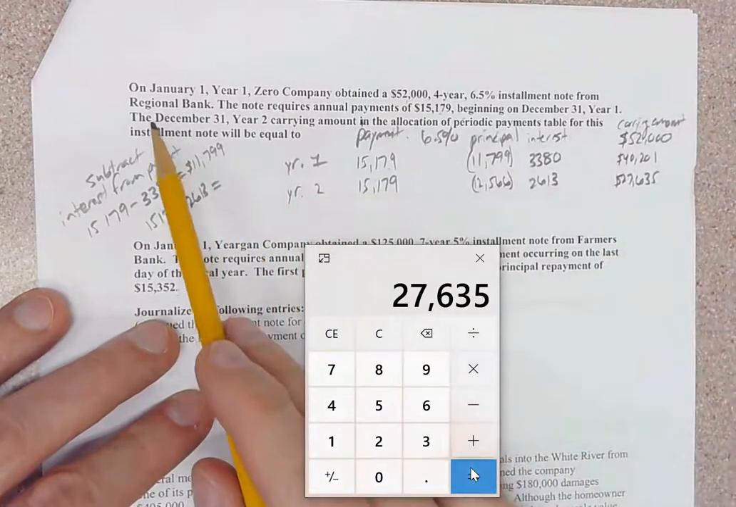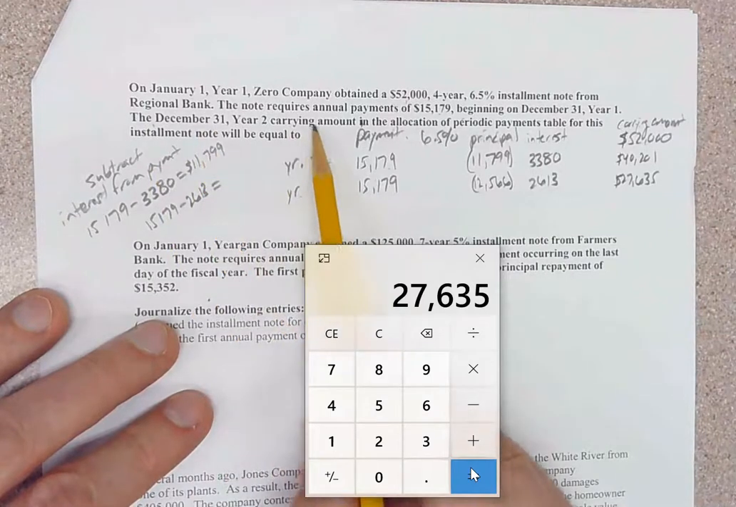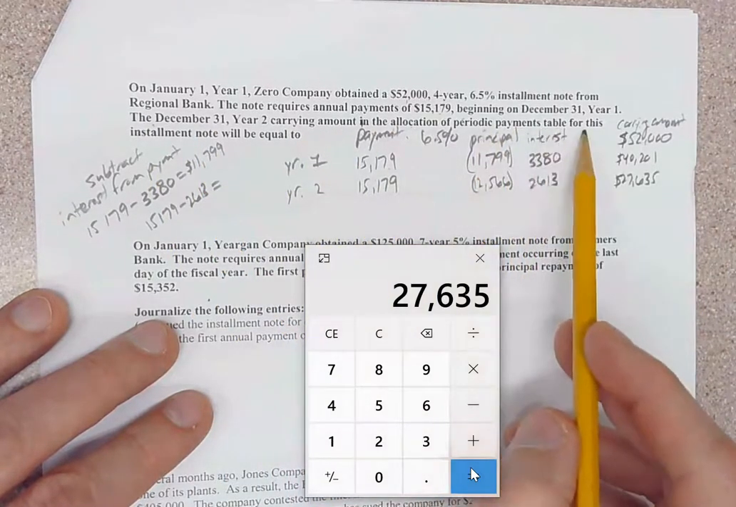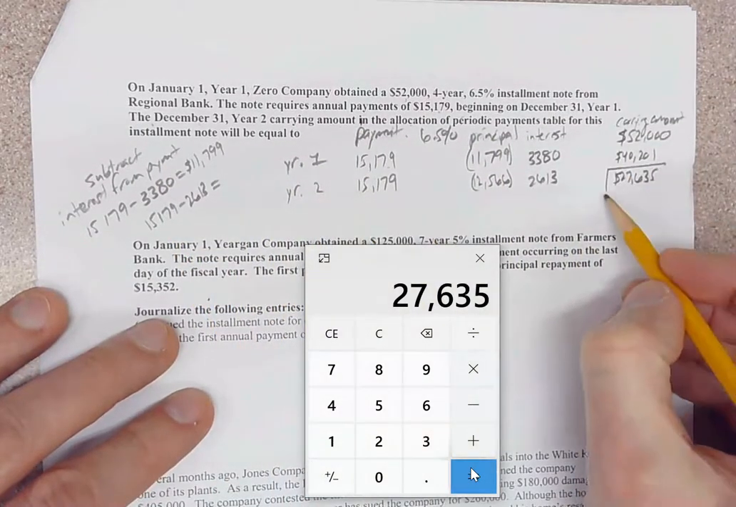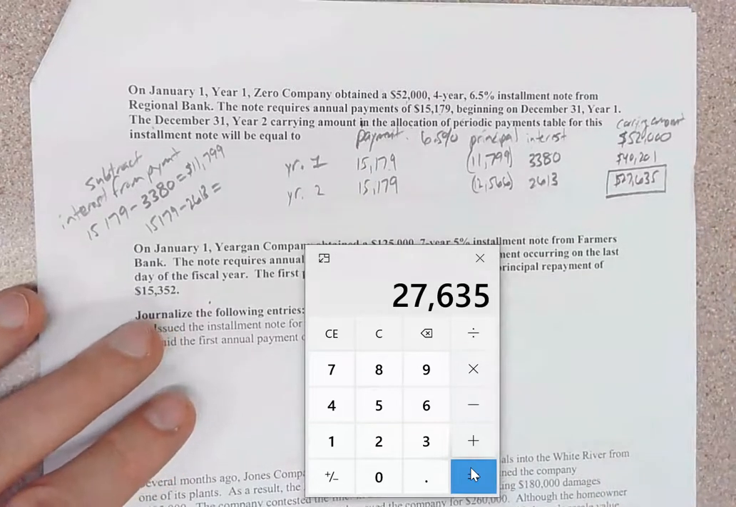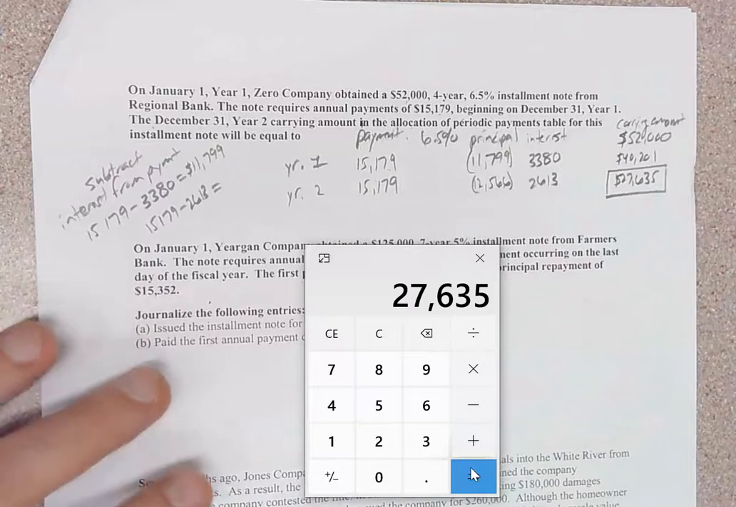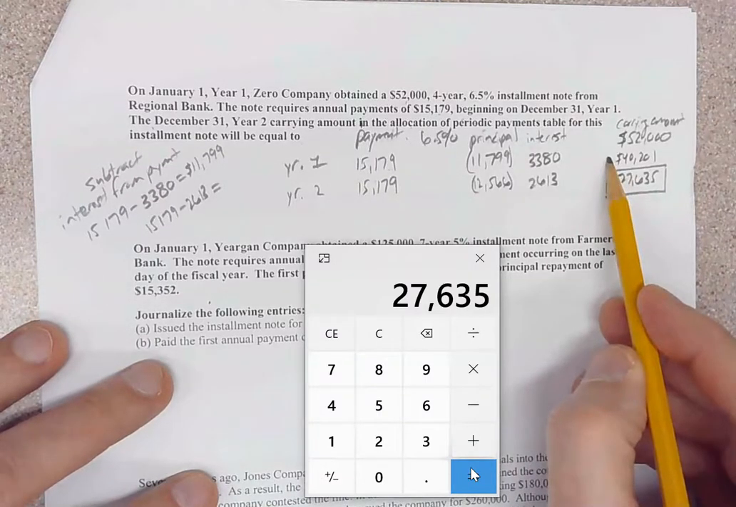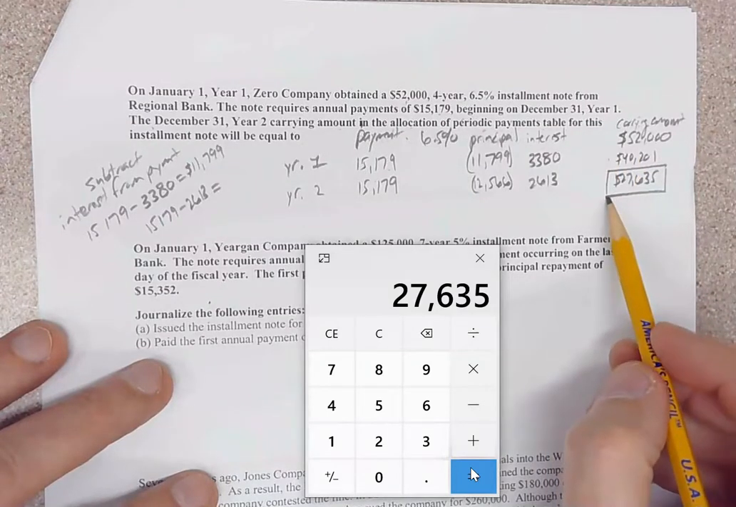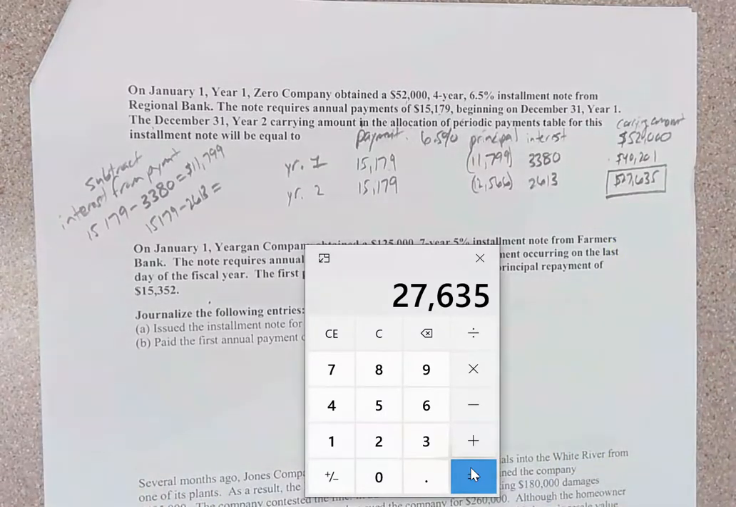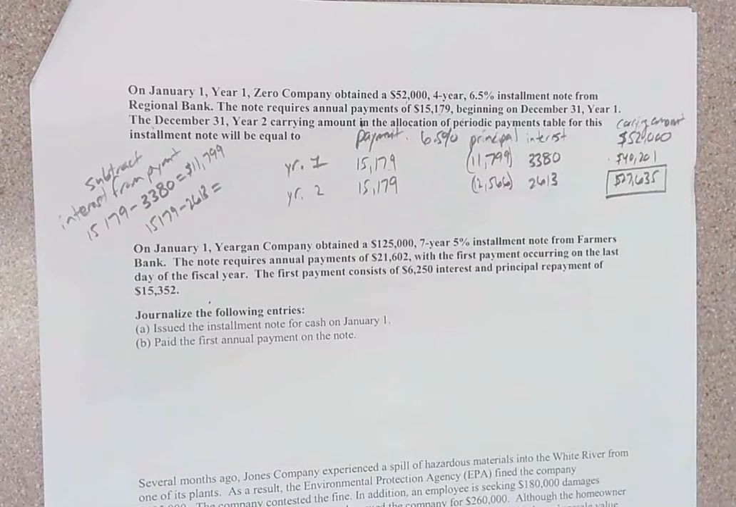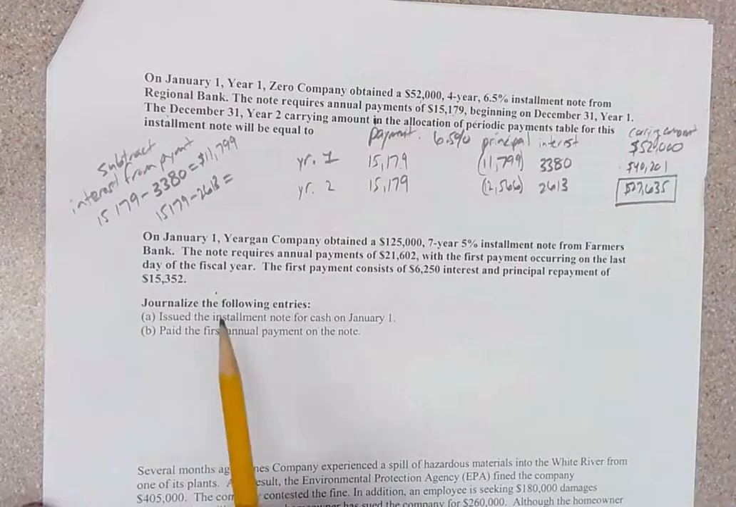$27,635. It says the December 31st, year 2 carrying amount in the allocation of periodic payments table for this installment note will be equal to $27,635. Now at the beginning of the day, you could probably make the case that it was $40,201, so it's not real clear if we've made 2 payments or 1, but the way I did it is we're assuming that we have made 2 payments. Okay? Now, let's do this. Let's do one more question quickly.